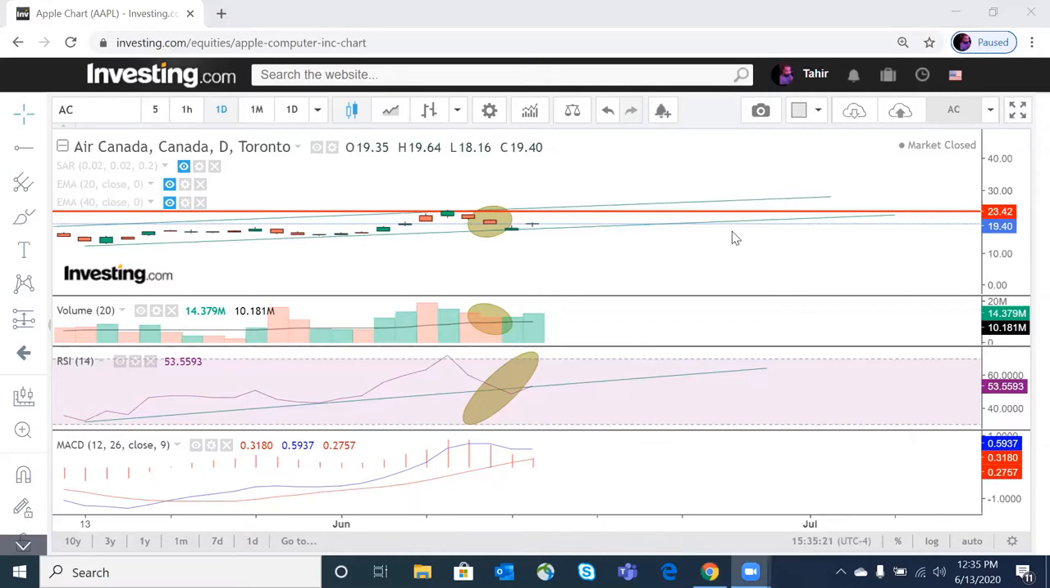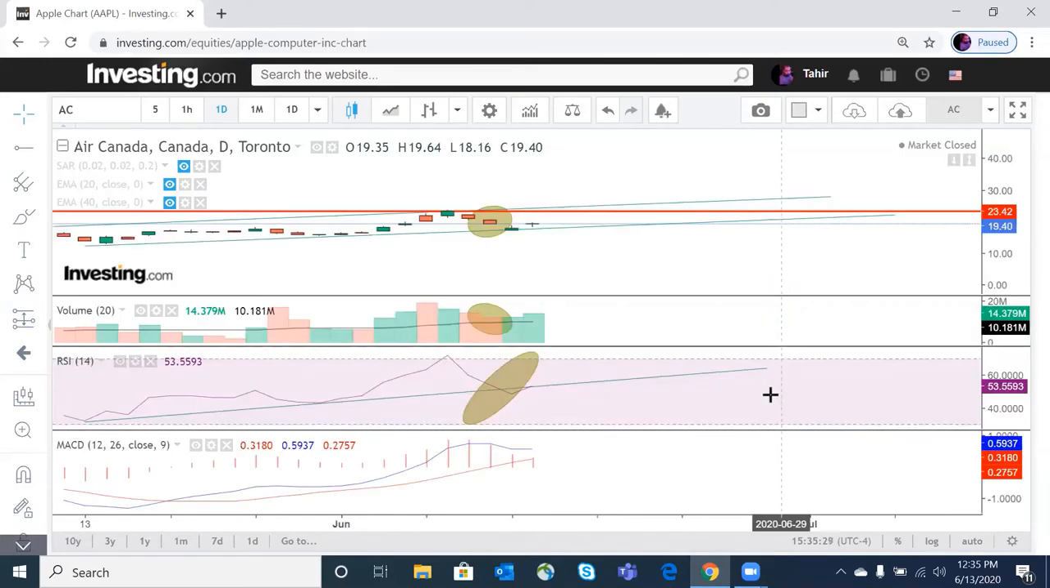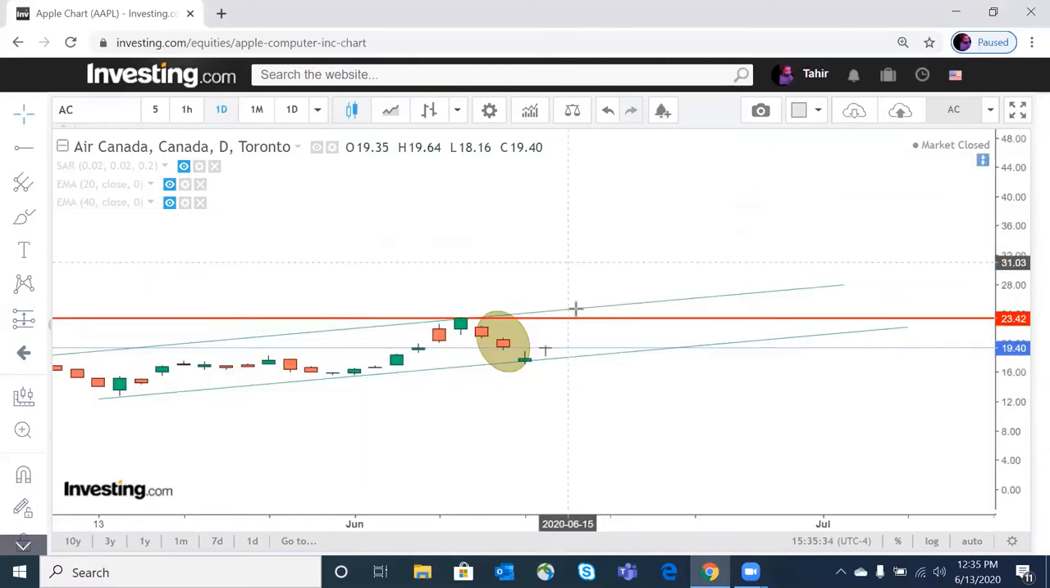Although there are still a few points that we can discuss on AC, let's move on to the next stocks. Can we discuss NBR? Okay, NBR. Before going to that, one quick point I want to mention here, which is a shift in the trend in AC.